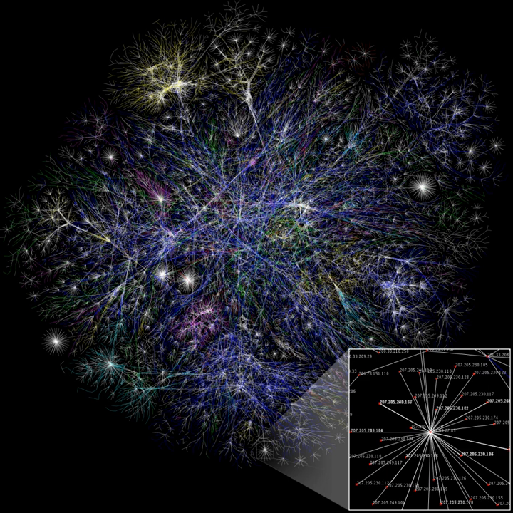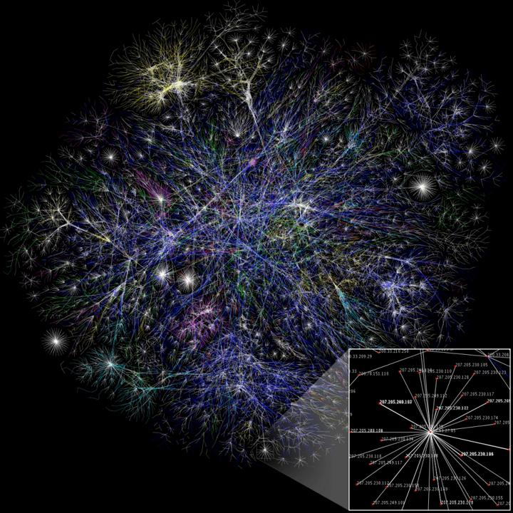A computer is a device that can be instructed to carry out sequences of arithmetic or logical operations automatically via computer programming. Modern computers have the ability to follow generalized sets of operations, called programs. These programs enable computers to perform an extremely wide range of tasks.